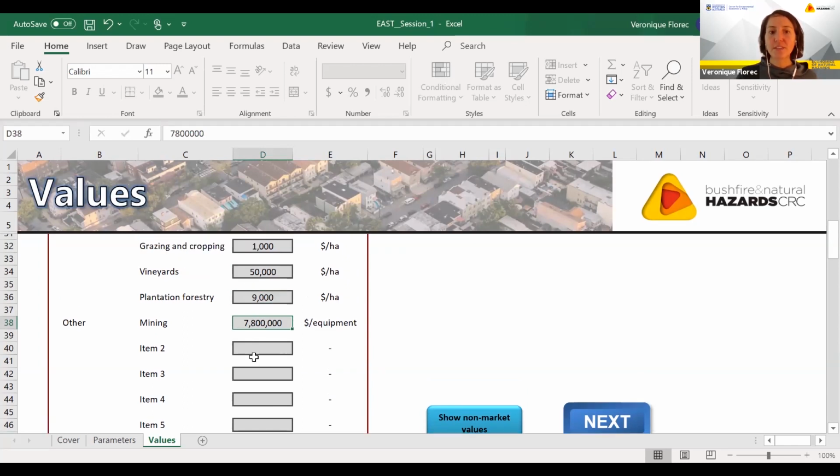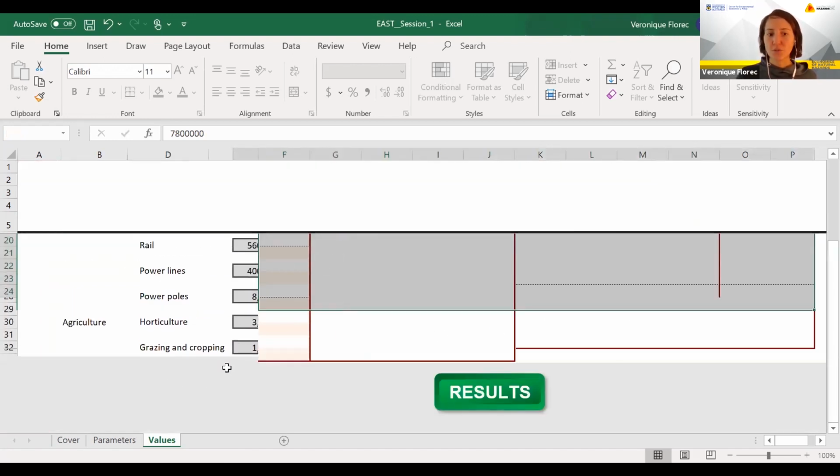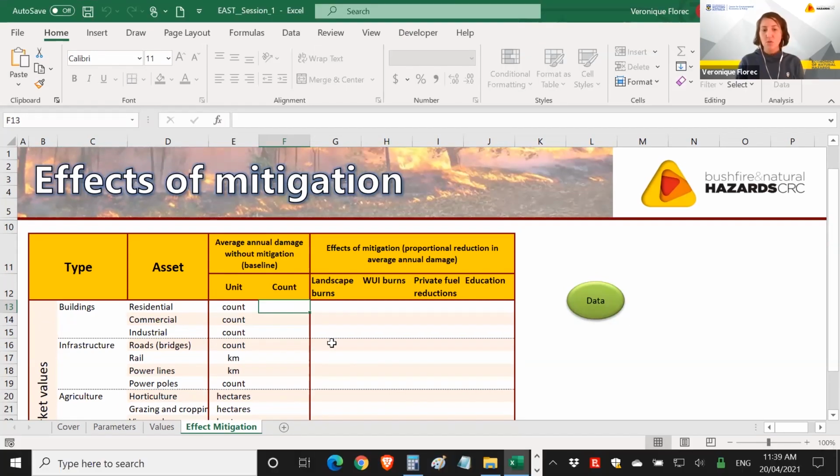And so now that we have the value of our assets and we've added another one, we click on the dark blue button that says next, and that opens a new sheet, the effect mitigation sheet, with some information that the user also needs to insert. So here is where we need to tell the tool, and this is what we always do in the process of benefit cost analysis, we have a baseline scenario. So this is one scenario, and then we look at the mitigation that was implemented, and we compare the mitigation to the baseline scenario that we decided.